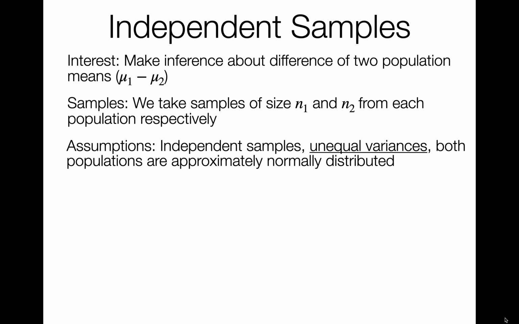And so, for instance, in my case, it may be reasonable to assume that juniors and sophomores do not have the same standard deviations or variance. They aren't spread out the same. Okay, so hopefully that made sense. Unequal variances. And then the last one is that both populations are approximately normally distributed.